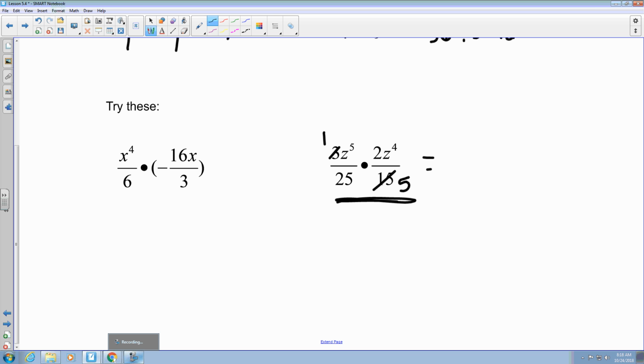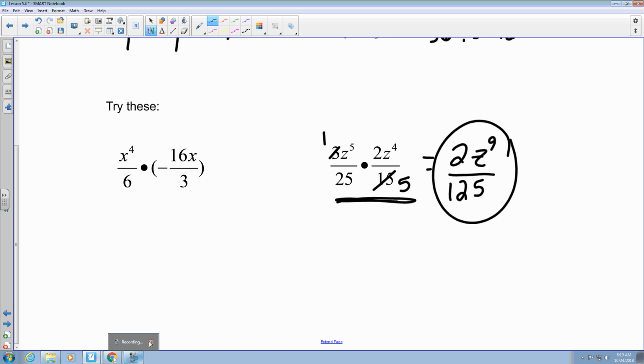2 times 1 is 2. And then z to the fifth times z to the fourth would be z to the ninth, by adding the exponents together during multiplication. And then 25 times 5 is 125. And that would be in lowest terms.